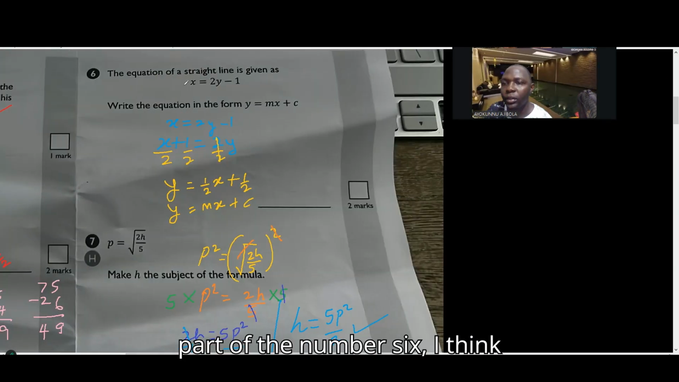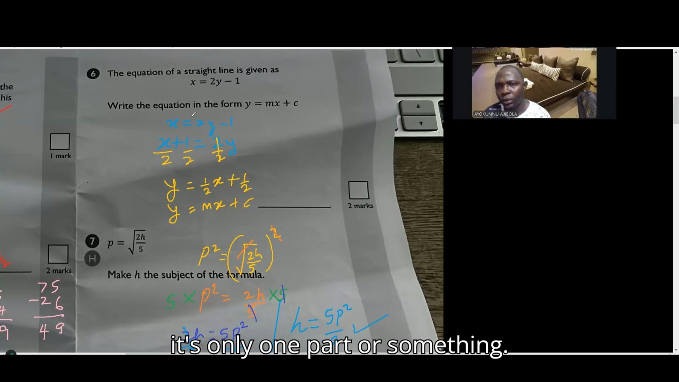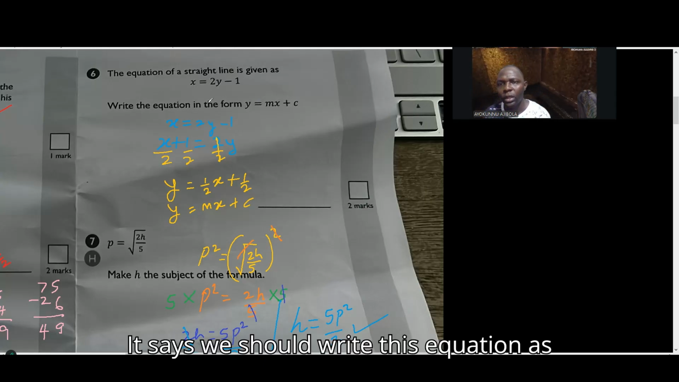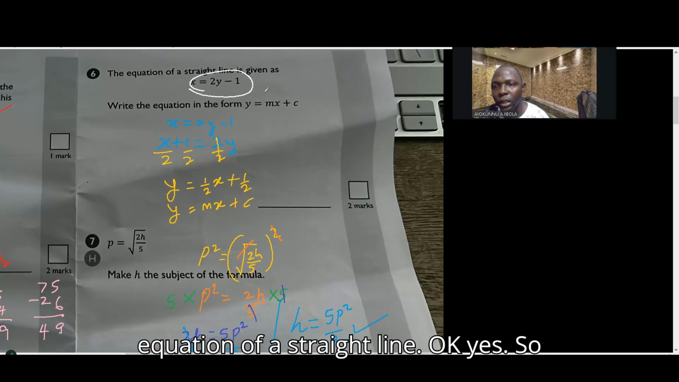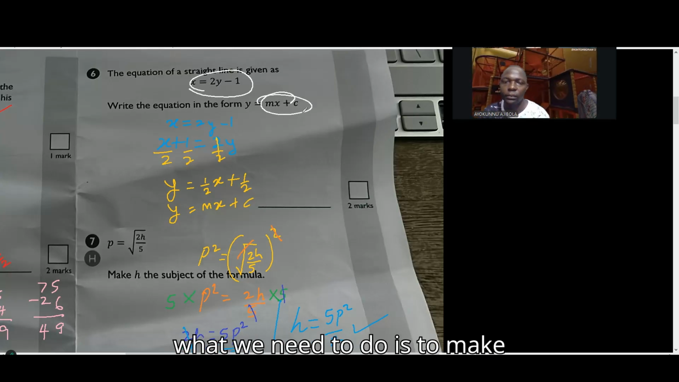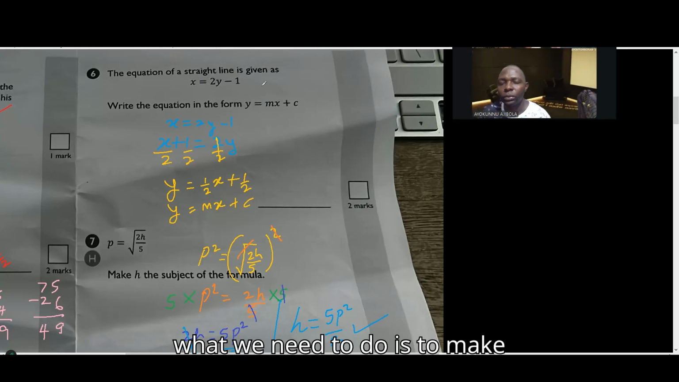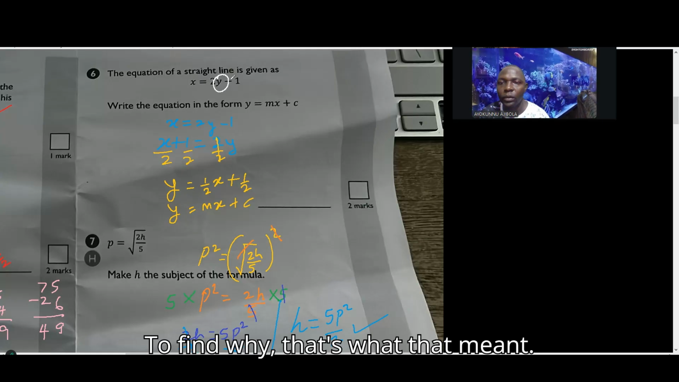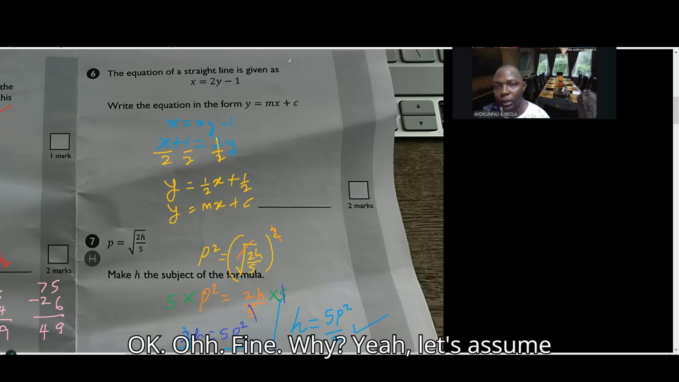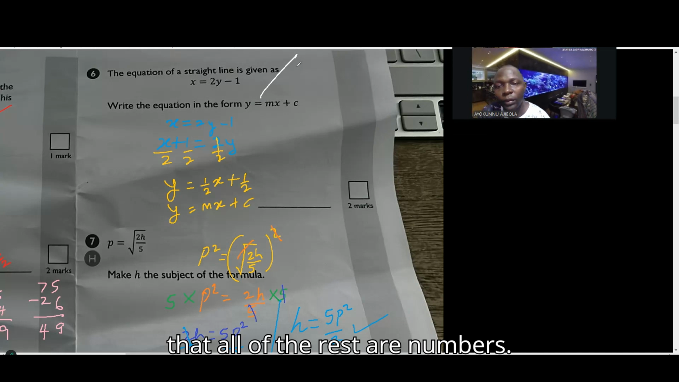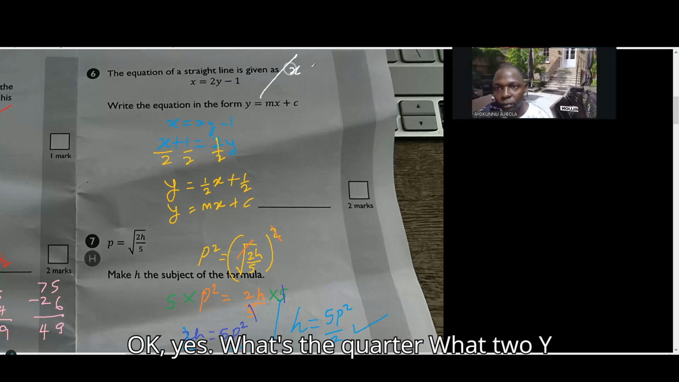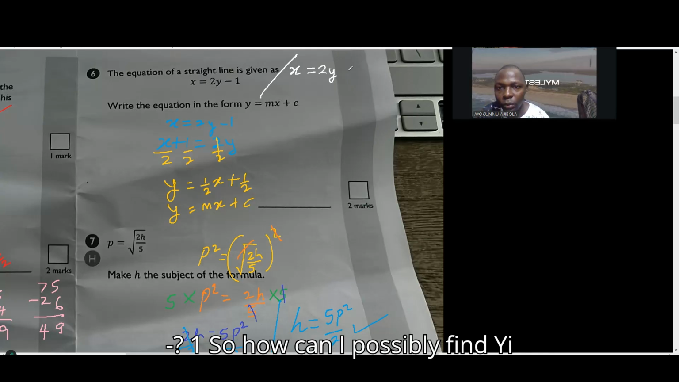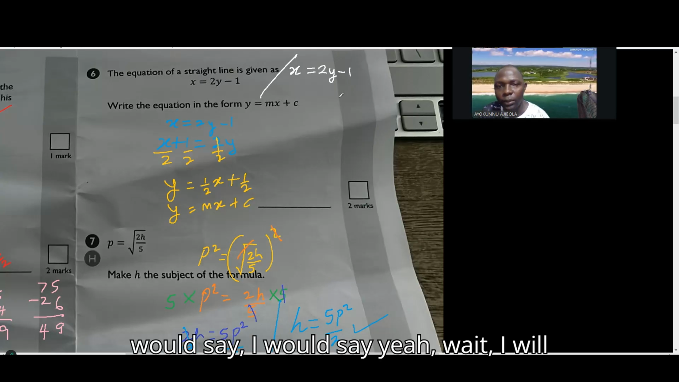So the first part of number six, I think it's only one part. It says we should write this equation as the equation of a straight line. So what we need to do is make y the subject of the formula, to find y. Let's assume that all of the rest are numbers. X equals 2y minus 1. So how can I possibly find y?